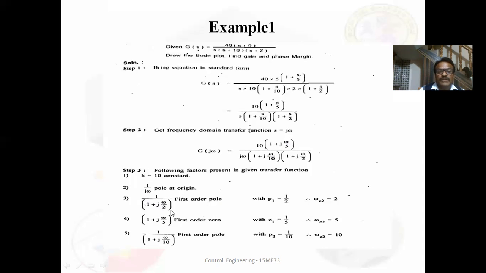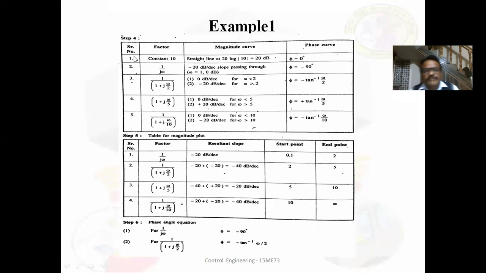Then we have to find the corner frequency. Corner frequency is the reciprocal of this, so that is 2 radian per second. Then take the first order zero, this term; the corner frequency is the reciprocal of this, that is 5 radian per second. Then the fifth factor, 1 by 1 plus j omega by 10; the corner frequency is 10 radian per second. For this transfer function, we have three corner frequencies: 2 radian per second, 5 radian per second, 10 radian per second.